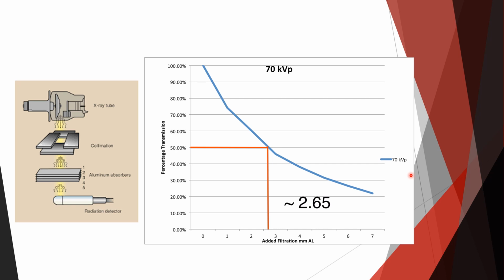If that's within the parameters set by the physicist and the manufacturer, then this would be acceptable. If it's not, then something would need to be recalibrated, as we talked about with the oscilloscope, or the added filtration would need to be added or taken away.